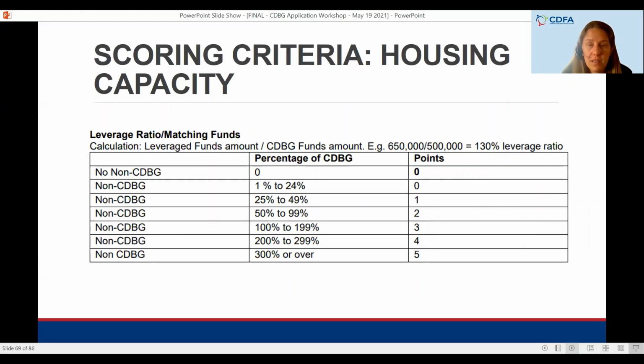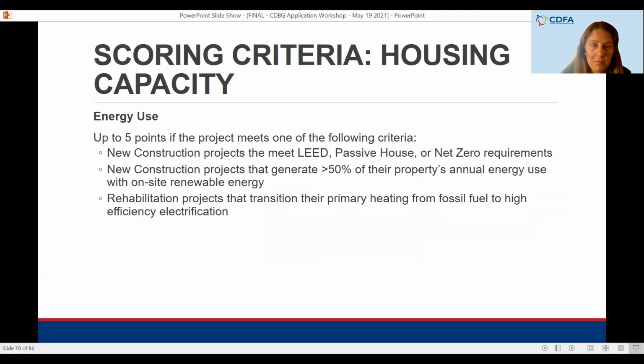So in this funding category, we will be looking at leveraged funds. This is the calculation of non-CDBG funds to CDBG funds for a total of 5 points. And you can see the breakdown of that comparison of non-CDBG to CDBG funds.